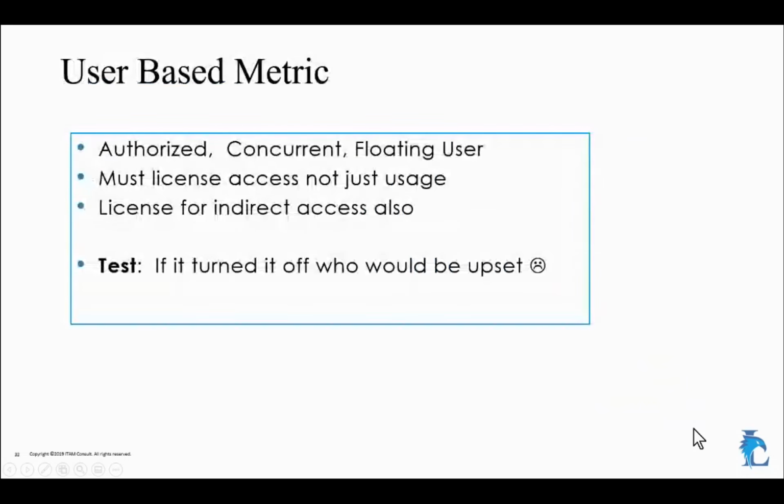Next up, then, we've got the user-based metrics. This is your authorized user, concurrent user, floating user. There's a variety of these. Authorized user is probably the most common one, and it's very much about licensing the user for access, not usage. This goes back to my point earlier about deployment or making it available does require licensing. And also indirect access is an issue here. So if you have interfaces and products that are indirectly accessing solutions, they must be licensed.